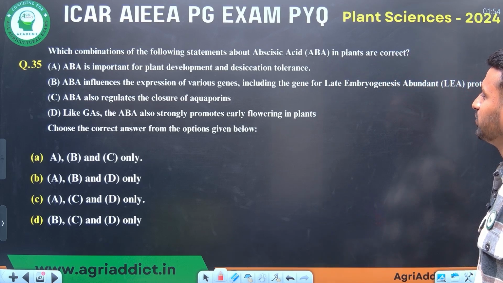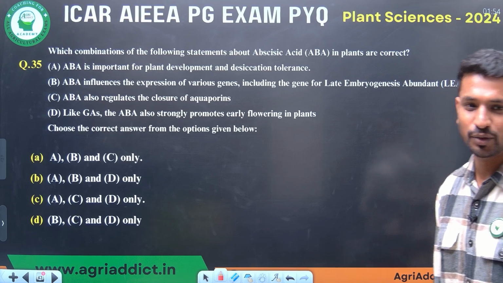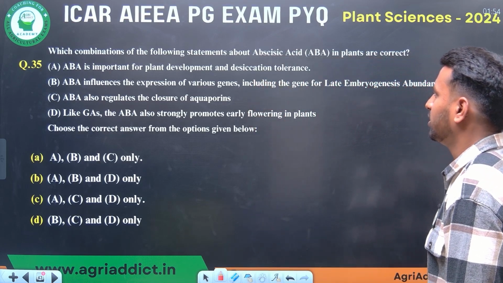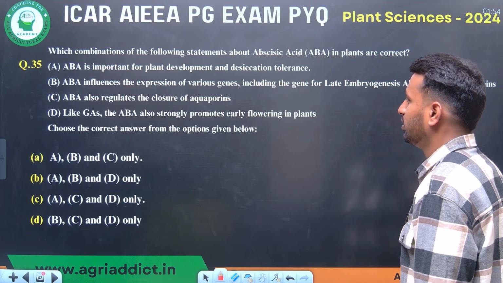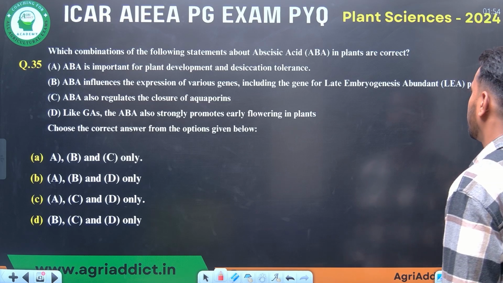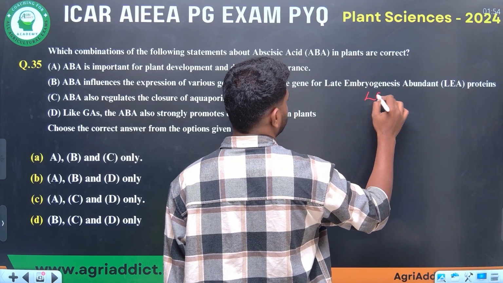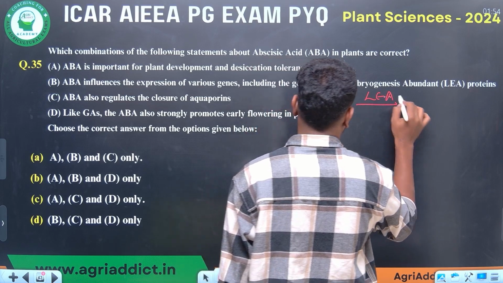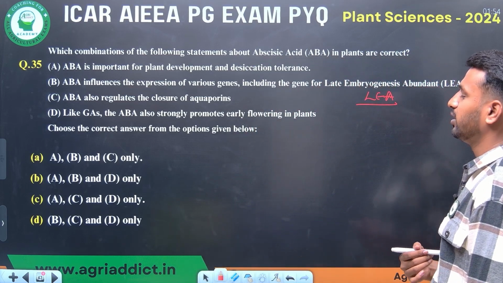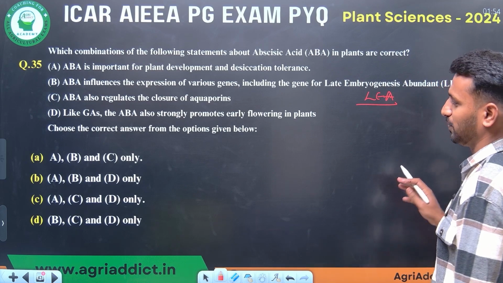Which combinations of the following statements about the abscisic acids in the plants are correct? ABA is important for the plant development and desiccation tolerance. And ABA influences the expressions of various genes, including the gene for late embryogenesis abundant proteins, which are commonly called LEA proteins. And ABA also regulates the closure of aquaporins. And like GAs, ABA also strongly promotes the flowering.